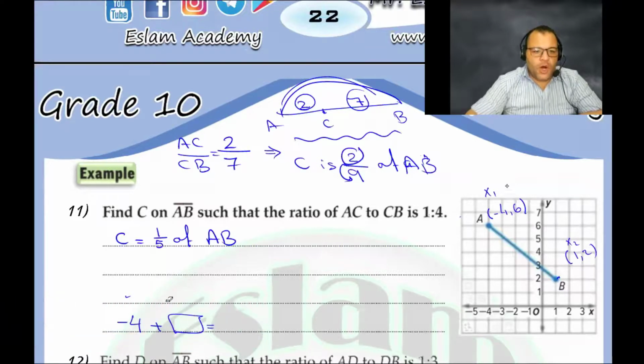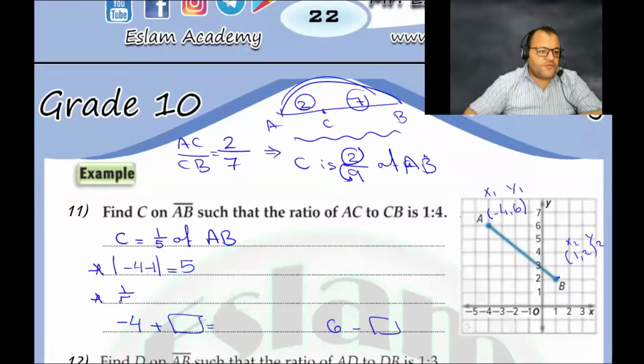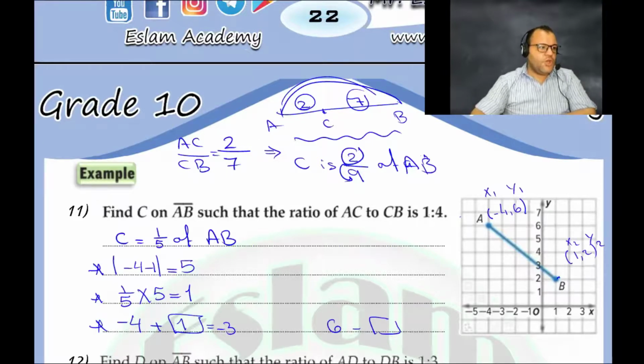And from Y1 to Y2, what happened? It's decreasing. It means you will subtract from 6 the value that you will find. Which value will I find? The value that I will find here. Number 1, I need to find 1 minus -4, which equals 5 units. So for number 1, -4 plus 1/5 times 5, which equals 1, then I will use this one, which equals -3. You got the idea?